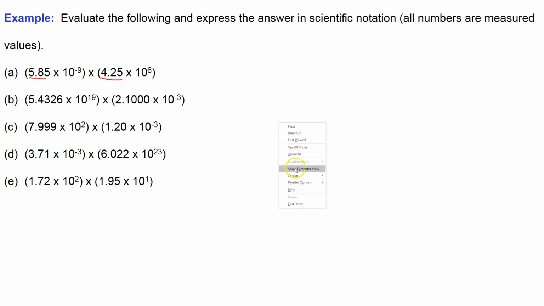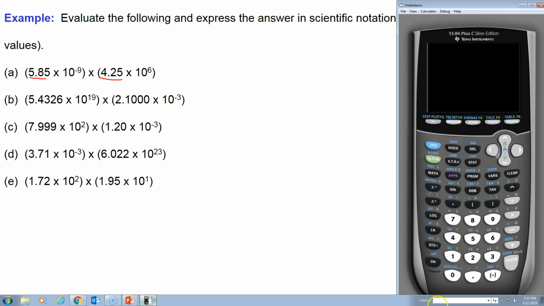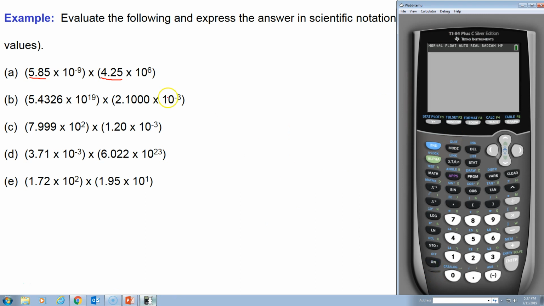So let's get my calculator up, and I need to get my taskbar, and there we go, there's my TI-84. I have to turn it on. It always works better when you turn it on. And away we go. So I'm going to start entering into the calculator 5.85, second function EE, minus 9. That's my first number there, multiplied by 4.25, second function EE, 6, and then enter. And there it is, it returns my number.